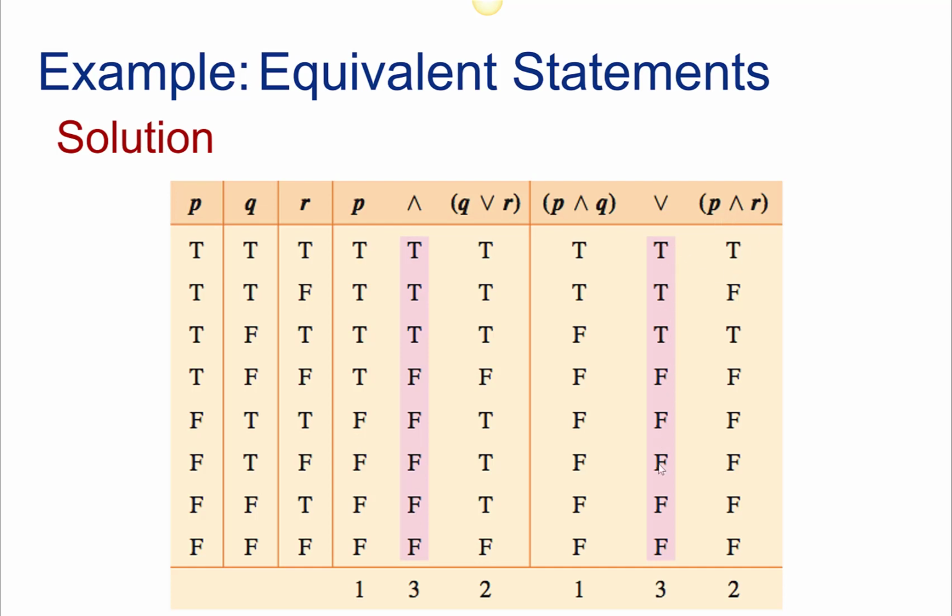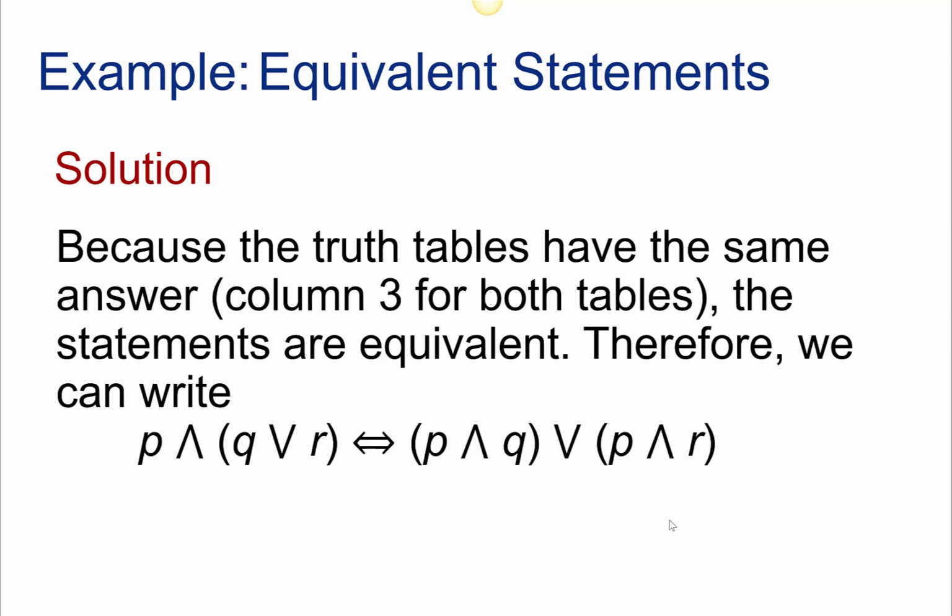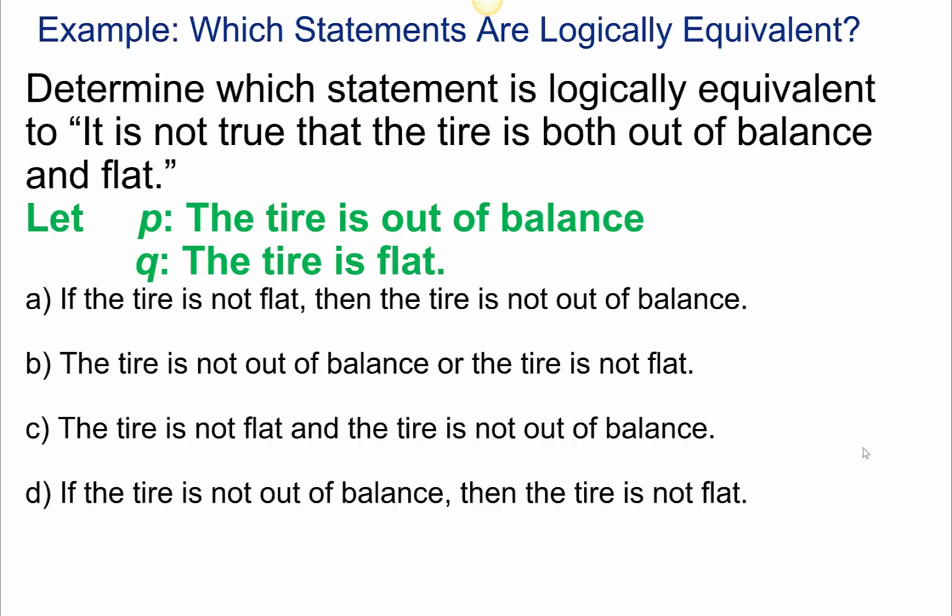And we notice here, when we look down the column, we have the identical truth values in the last column of each truth table. So therefore, those statements are equivalent, and therefore we can write the statement on the left is logically equivalent to the statement on the right. Which statements are logically equivalent?